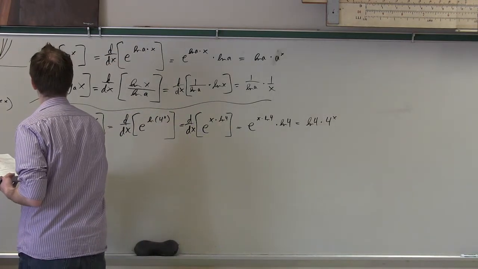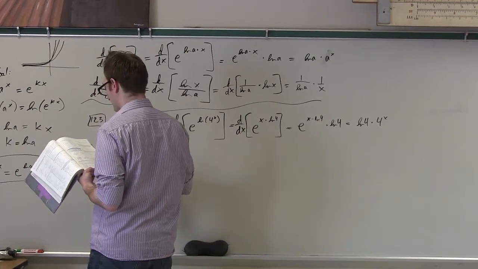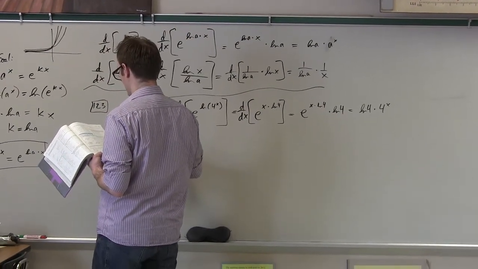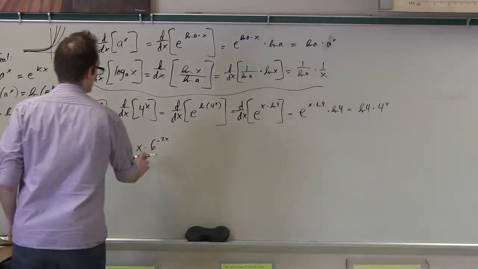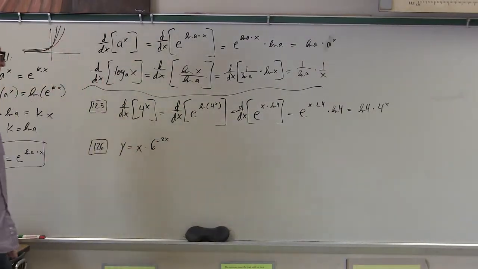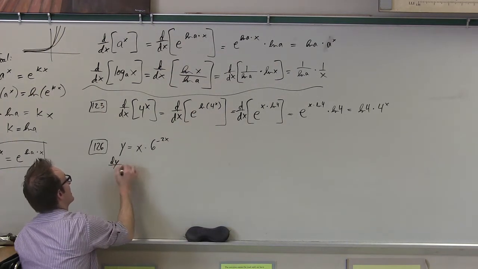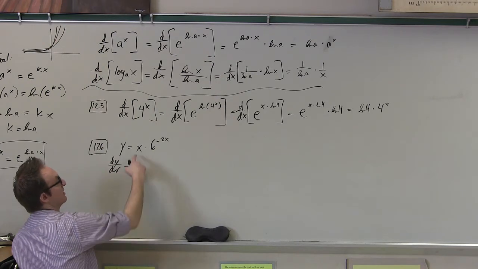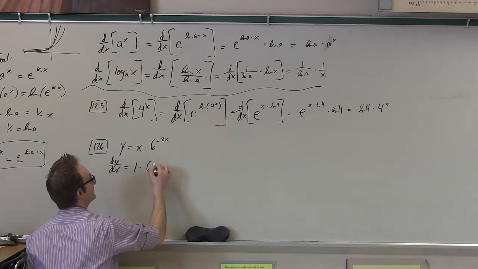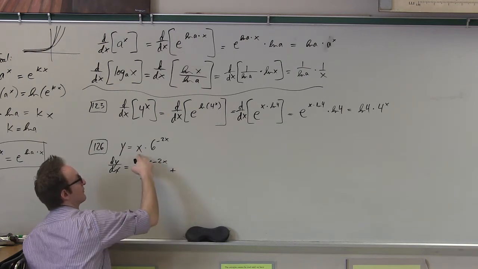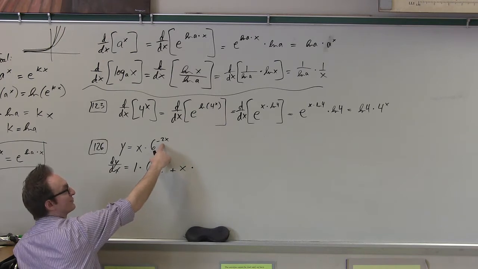So 126 is y equals x times 6 to the negative 2x. Okay, this is complicated because there's a product rule, there are multiple things going on here. So let's just do it. The derivative of this is going to be the derivative of the first, which is just 1, times the second, plus the first. And now I have to differentiate 6 to the negative 2x.